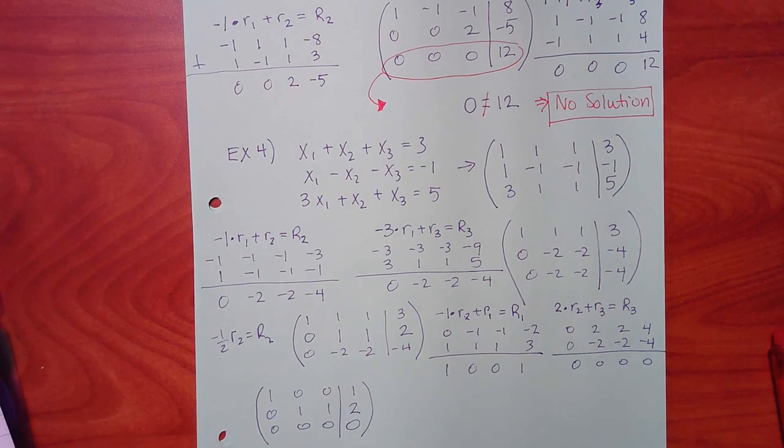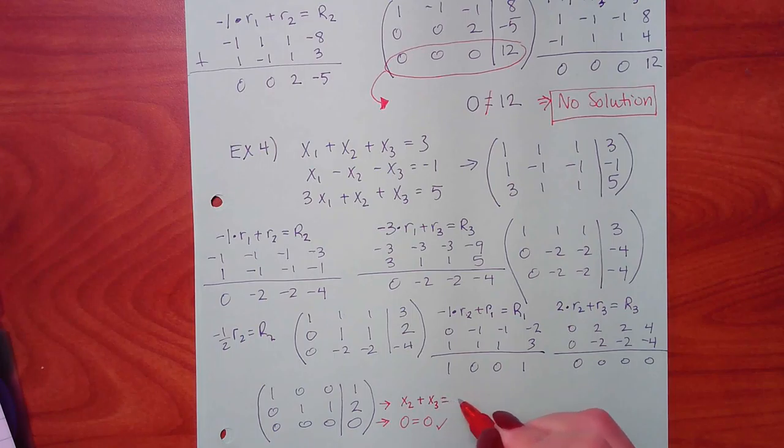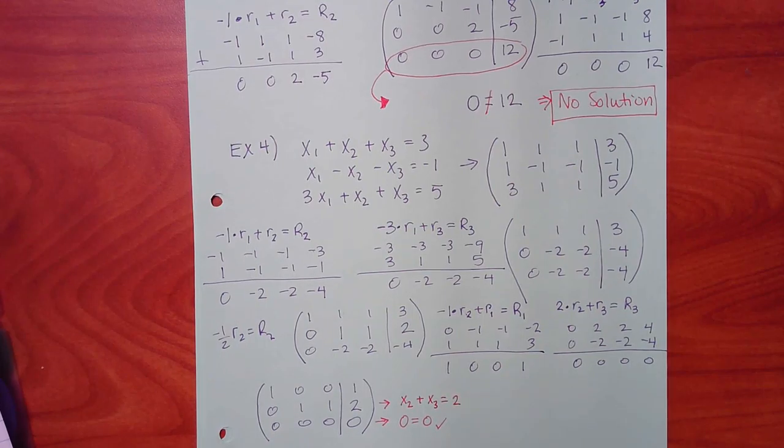Now this one is different because when you change this, you get 0 equals 0, right? And that's always true. So that doesn't mean I can just stop and say there's no solution. I can't. I have to keep going, okay? So change this one into its equation. I would have x2 plus x3 equal to 2. And then change the top row into an equation. It would be x1 equals 1.